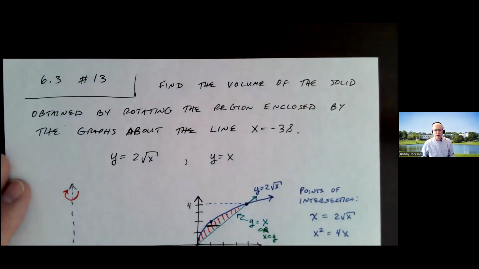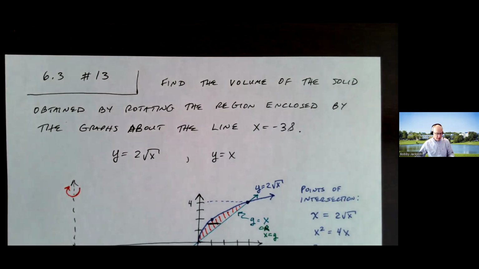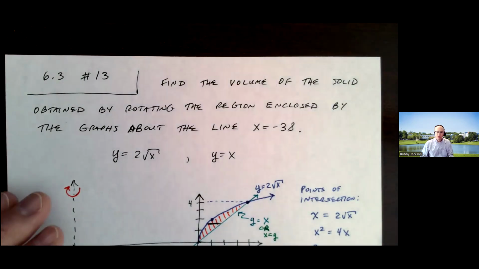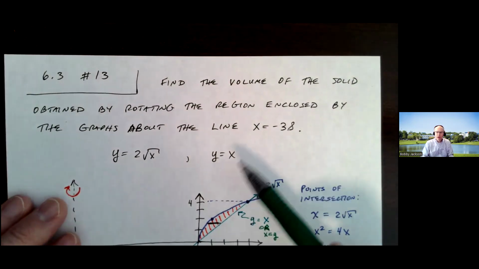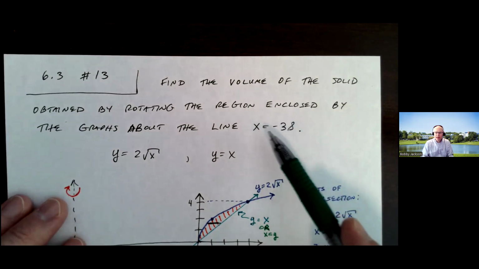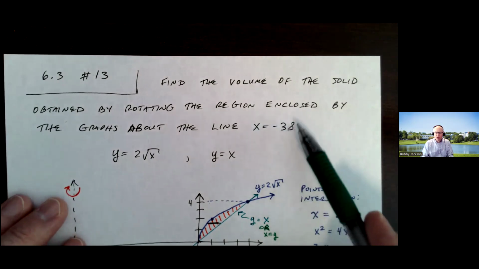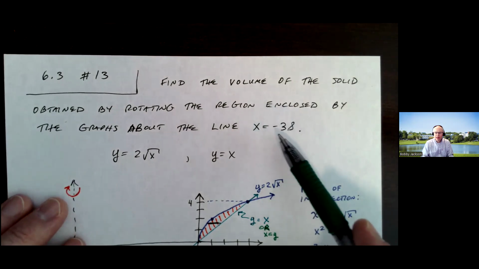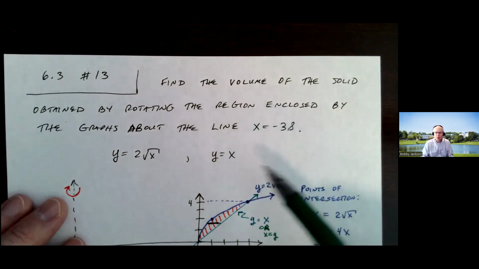Okay, we're going to look at number 13 in section 6.3. We're going to find the volume of the solid obtained by rotating the region enclosed by the given graphs about the line x equals negative 38. Notice x equals negative 38 is a vertical line, right? X equals constant is a vertical line. Y equals constant is a horizontal line.